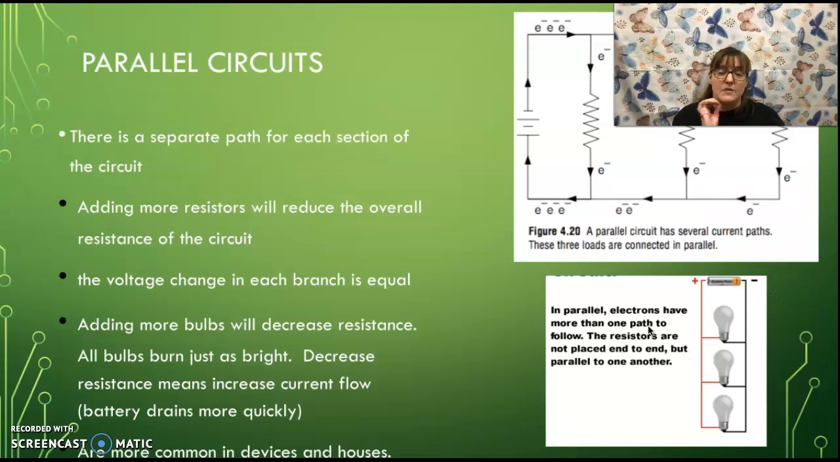Also, it dims them. The parallel circuits, on the other hand, parallel can reduce the resistors. Parallel has many different paths for it to go through. So the electron is going to choose one path for it to go through, and there's a whole bunch of different ones. As you add bulbs, you actually decrease the resistance. So all the bulbs will burn just as bright. It's just the amount of current that is going to change as well. So this is the much more common way for it to be. The voltage drop is going to be the same on each branch.